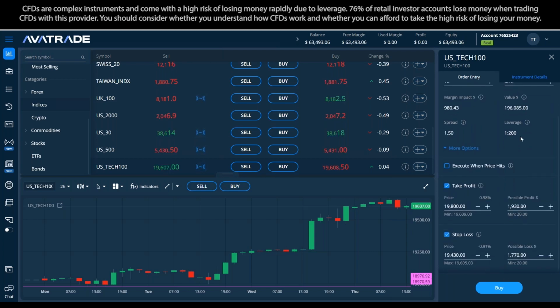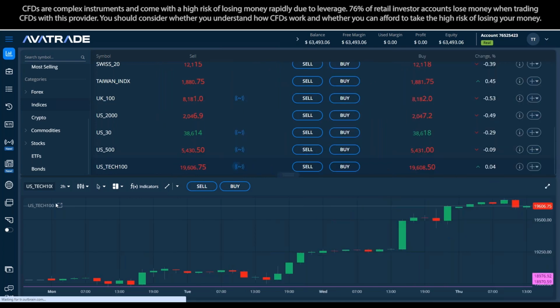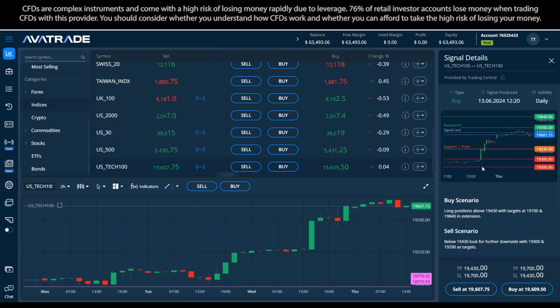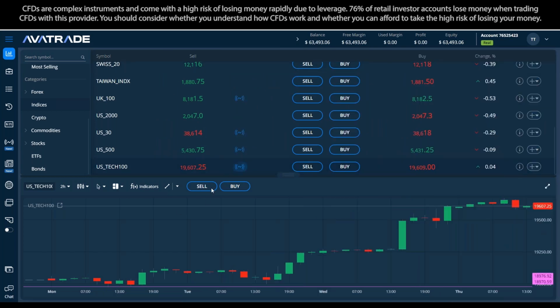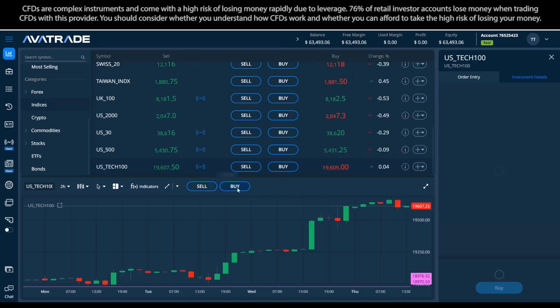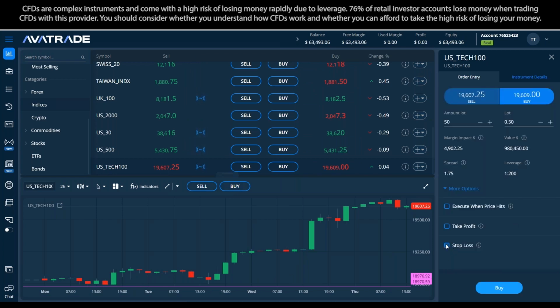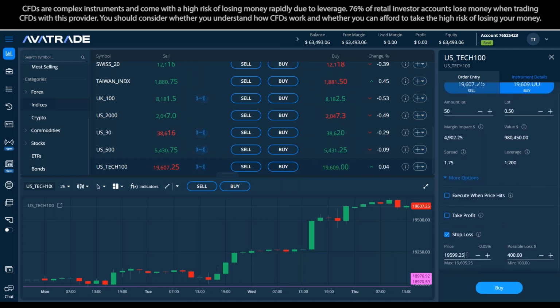All right, and I can go back and look at that signal and see where exactly that pivot line is. It's at 19,430. Okay, so that's pretty much where that stop loss was pre-programmed. Stop loss 19,430. Take profit 19,800.